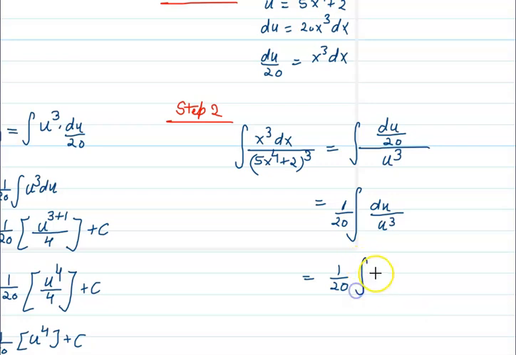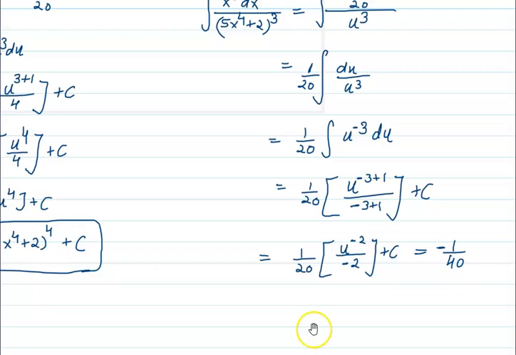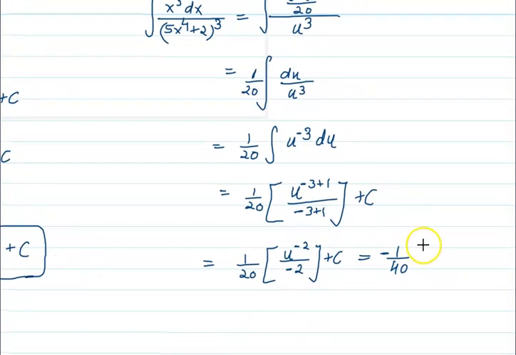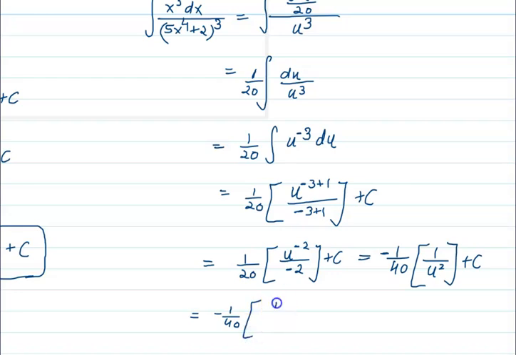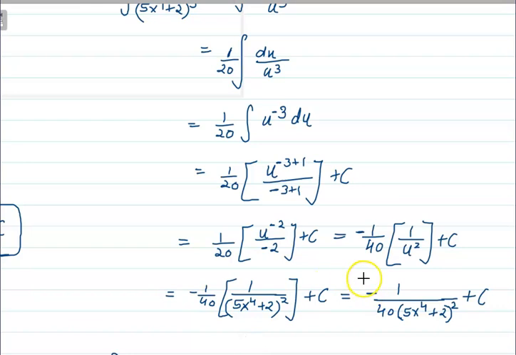u cubed should be moved up to apply the power rule of integral. After solving the integral, we clean it up a little bit. The negative exponent is written as a positive exponent by moving it to the bottom, and at last we plug back in. Finally, we get this as the answer.